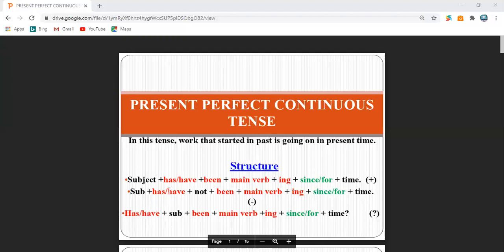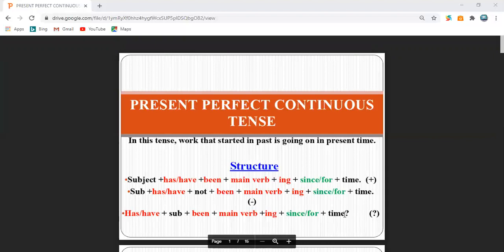So the has or have helping verb will come at the start of the sentence in the question type, and the rest of the sentence from start to end will remain the same. Only the has or have position will change, and it will come at the start of the sentence. Lastly, you must put a question mark at the end of the sentence to show that it is an interrogative sentence.